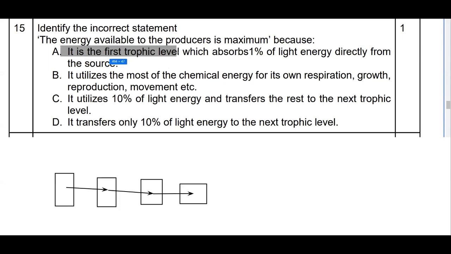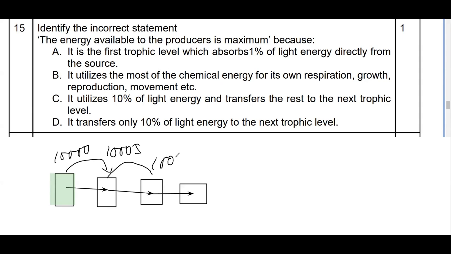What we have to find out is the reason why maximum energy is available to the herbivores, right? Let's say, for example, if 10,000 joule of energy is available over here, only 10% of it, that is 1,000 joule, will be transferred, and so on. There will be 100 joule only and then 10 joule. This is because of the 10% law. So the question is what is the reason for this?